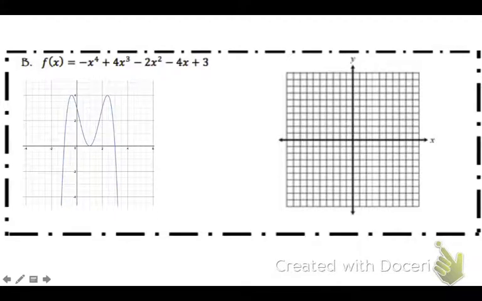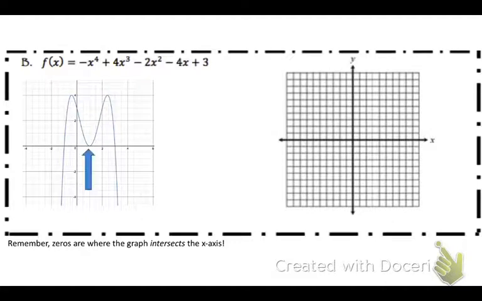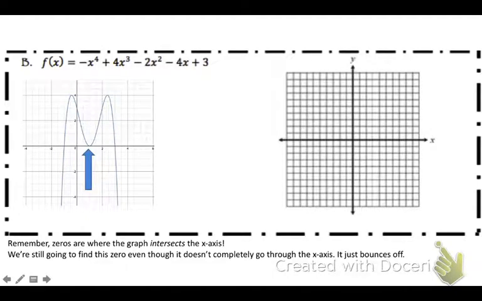First, we're going to graph it in our calculator. We get this M-shaped graph. Now this one's a little bit tricky because there's 2 zeros that intersect, but then there's also a point that hits the x-axis, but it bounces back off of it, that middle point right there. So that middle point, we're still going to find that zero in the middle, even though it doesn't completely go through the x-axis and it just bounces off. It's still technically a zero. It's just not one that intersects.